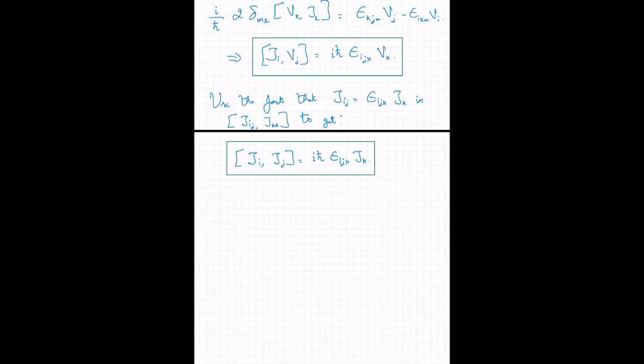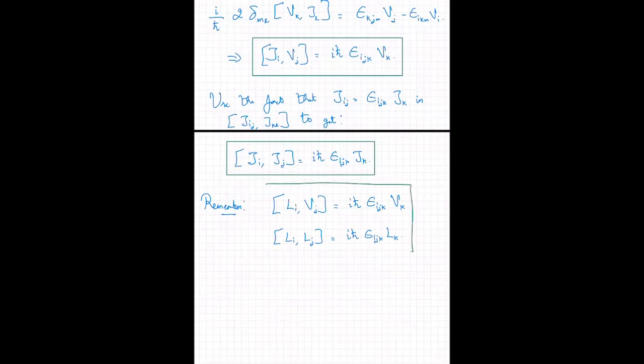So remember from last semester that the commutator of L_i with V_j was also equal to i h bar epsilon_ijk V_k, and the commutator of L_i with L_j was equal to i h bar epsilon_ijk L_k. Okay. So we will take these four equations as the starting point to introduce a new kind of angular momentum. But I don't want to do this today because I see that many of you are not around. So I will introduce this new kind of angular momentum tomorrow morning.